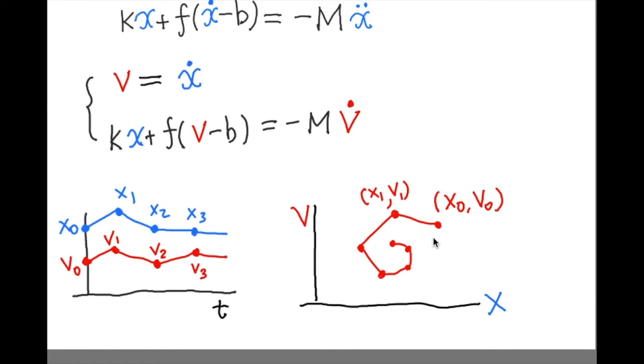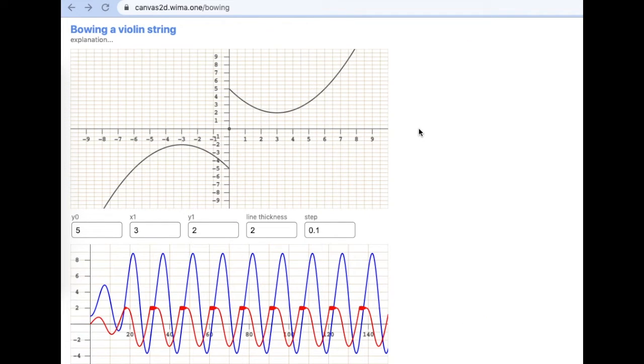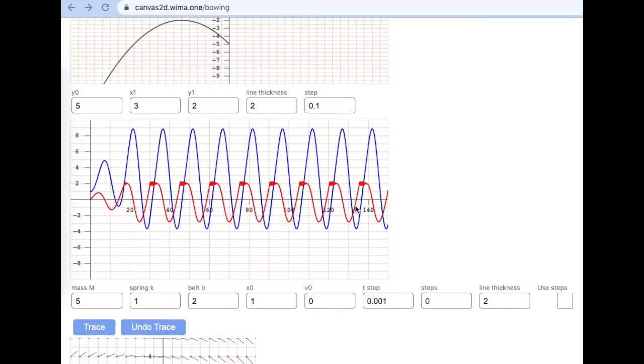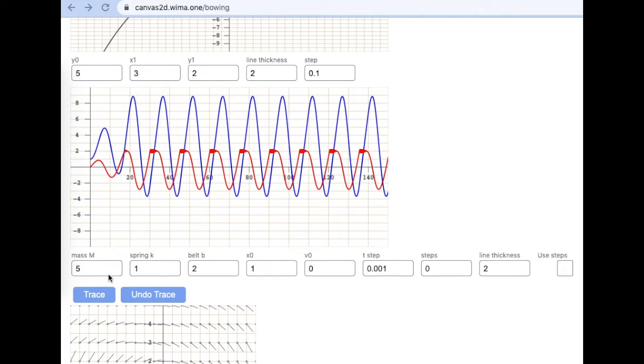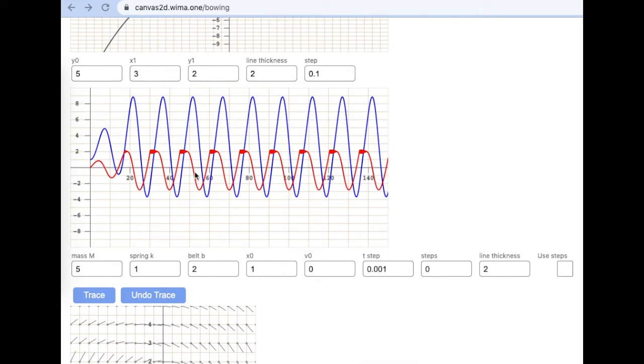The way that we graph it, we start from an initial value of position and velocity, and based on the differential equation, we go to the next point, and then we go to the next point. Okay, let's see the graph of the system. This is the graph that characterizes the sticky friction of the belt. It is the graph of F in the equation. And with that sticky friction and these initial values, this is the graph of the system.